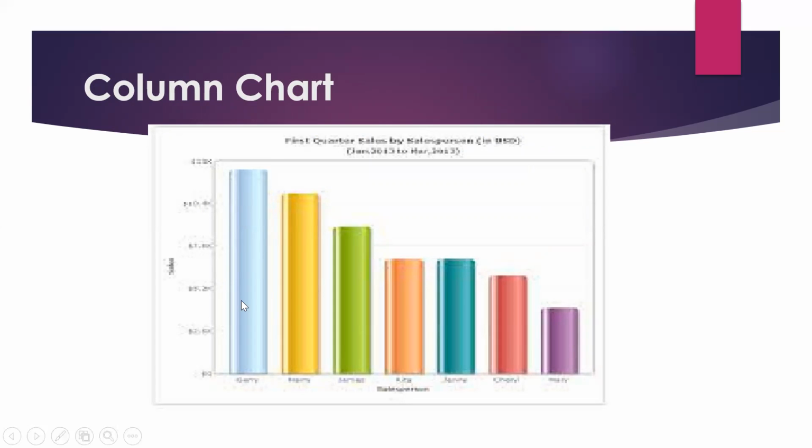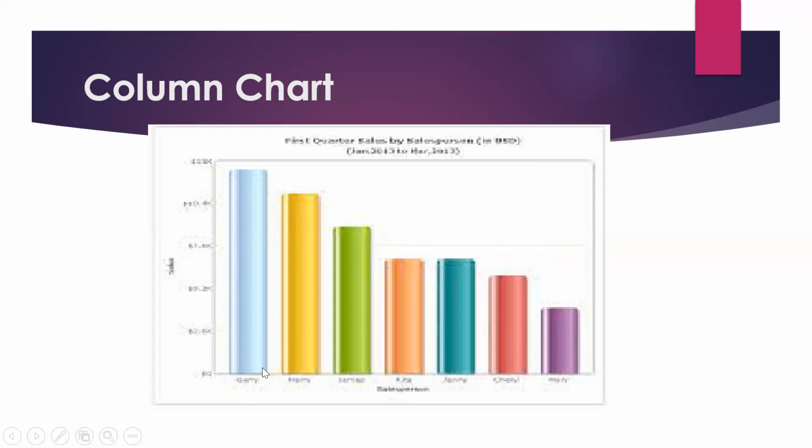Column chart uses vertical bars. See here, each bar looks vertical. At the same time, it shows the comparison between categories.